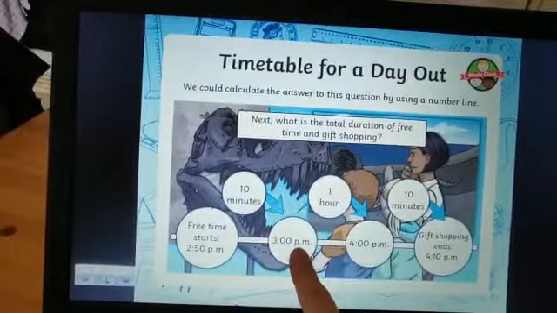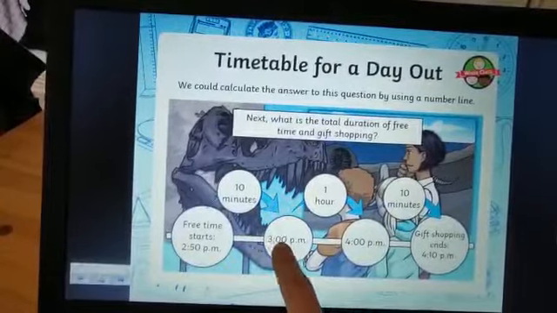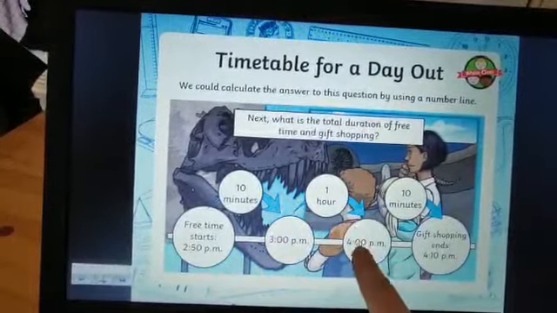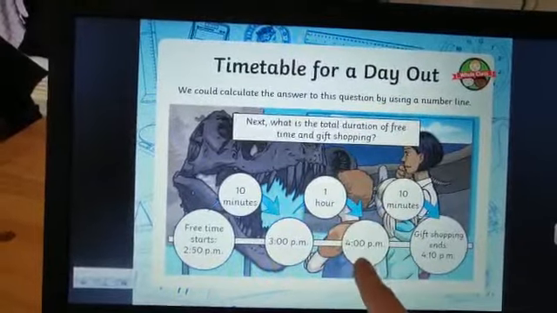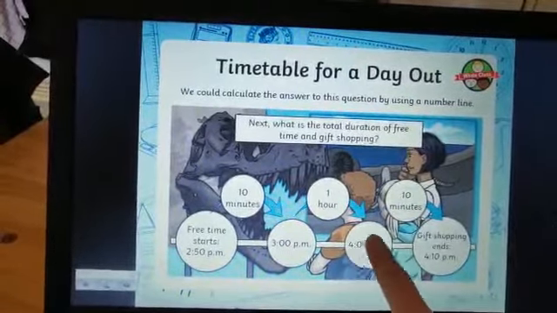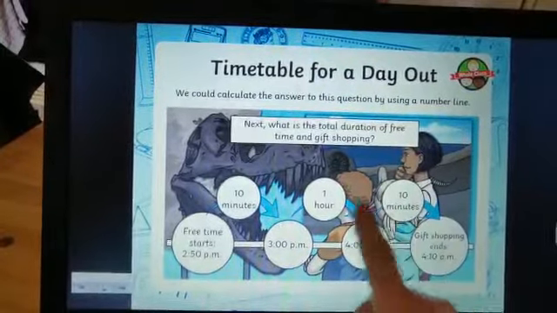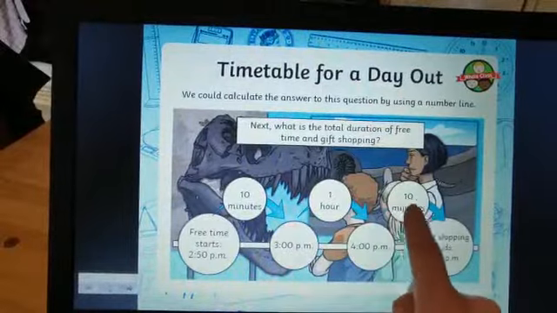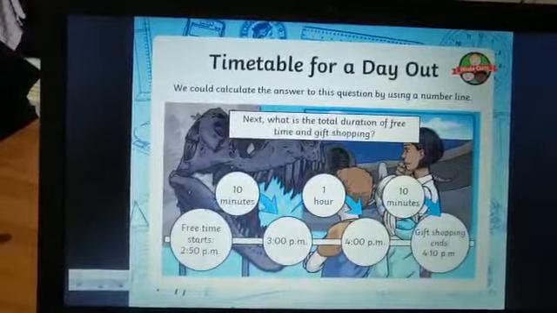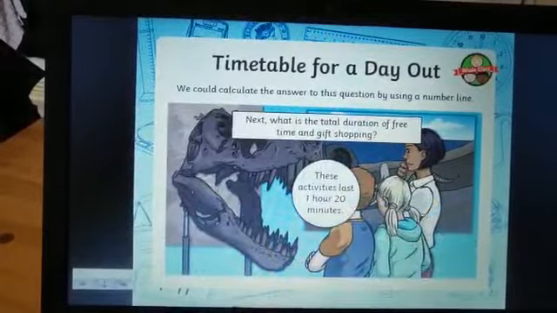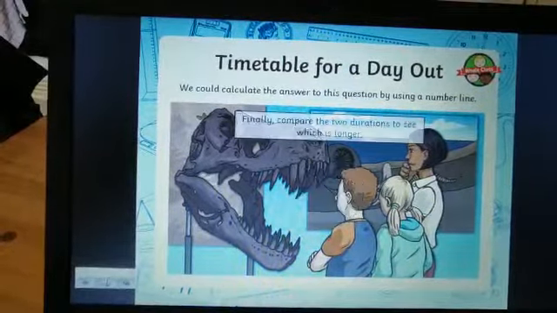So we've taken it up to 3 p.m. and we've made a note that that took 10 minutes. Then we've taken it up to the next hour, which is 4 p.m. So I've made a note that took 1 hour. And then I need to get from 4 p.m. to the end of the gift shopping time, which is 4:10 p.m. That took 10 minutes. So these 3 bubbles here all needed to be added together. So 10 minutes, add 1 hour, add 10 minutes. The activities lasted 1 hour and 20 minutes.